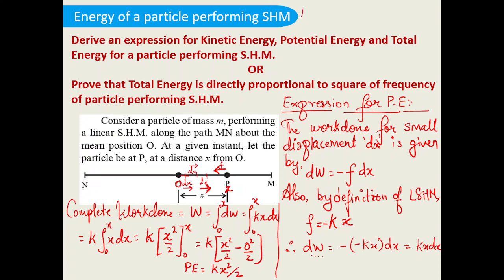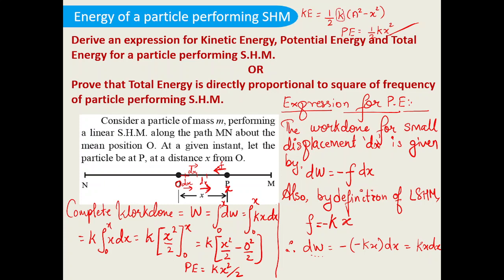So what is the formula of kinetic energy you got? The formula of kinetic energy was half K times a square minus x square. And what is the formula of potential energy you got? The potential energy formula you got is half K x square. So this is the formula of potential energy and kinetic energy.